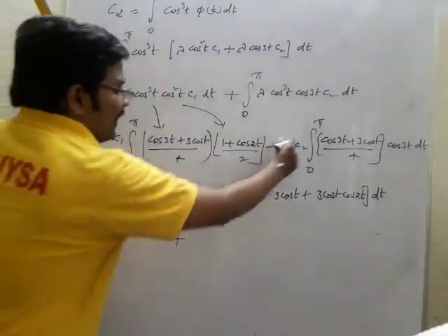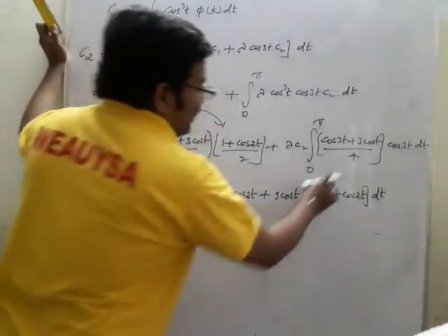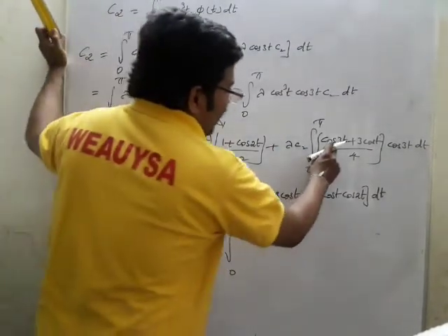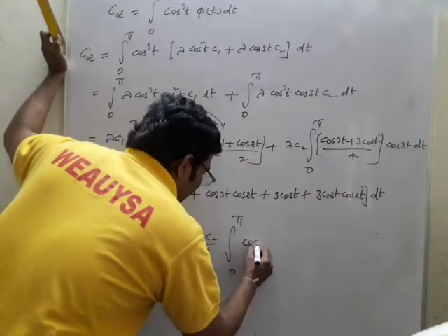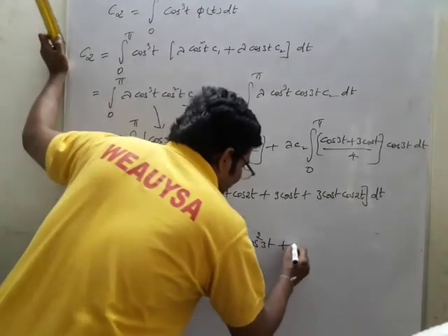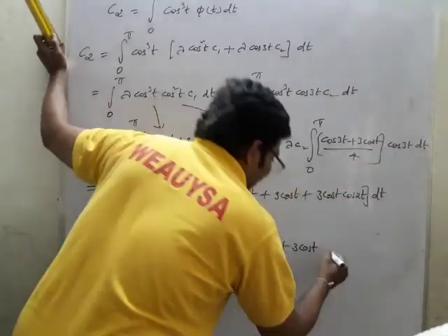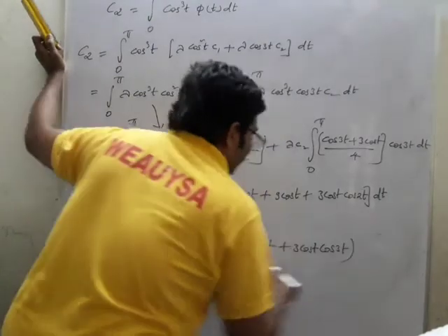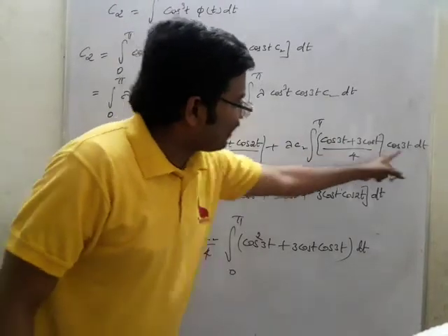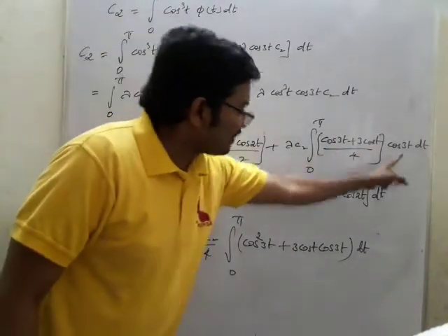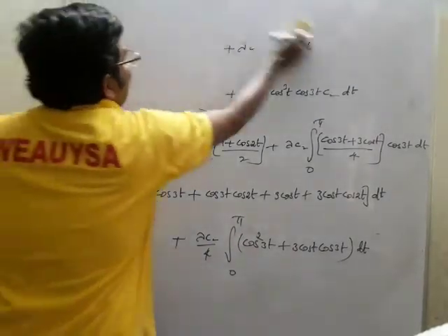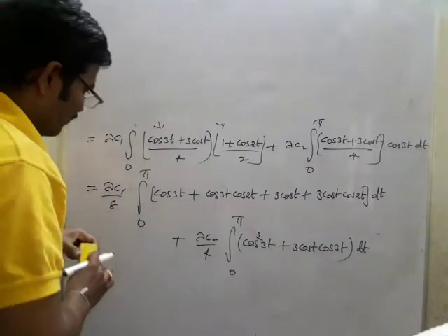plus lambda c2, I may take 4 outside, 4 integral 0 to pi cos 3t into cos 3t, means cos square 3t, plus 3 cos t and cos 3t. This is dt. So cos 3t, cos square 3t, 3 cos t, cos t, 3 cos t, cos 3t. Now from that we will try to find out the value. We will try to solve this.